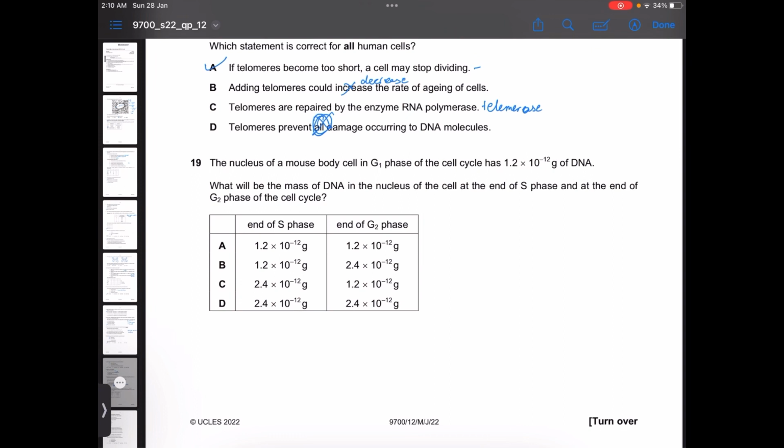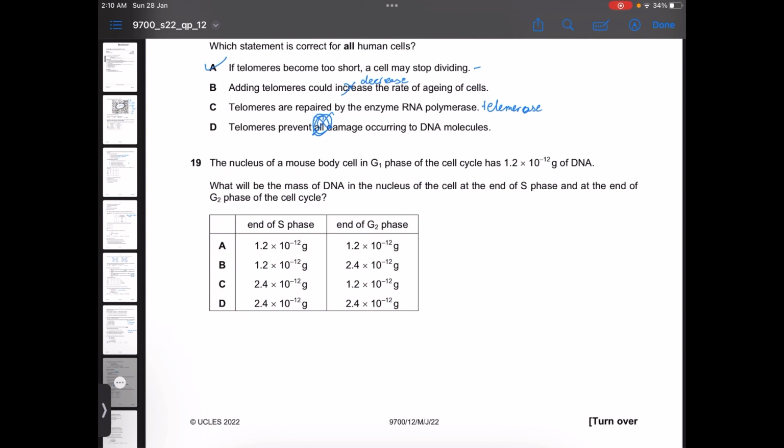Question number 19. The nucleus of a mouse body cell in G1 phase of the cell cycle has 1.2 × 10^-12 gram of DNA. What will be the mass of DNA in the nucleus of the cell at the end of S phase and at the end of G2 phase of the cell cycle?